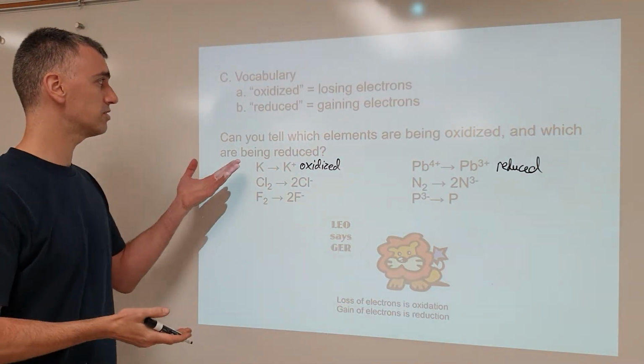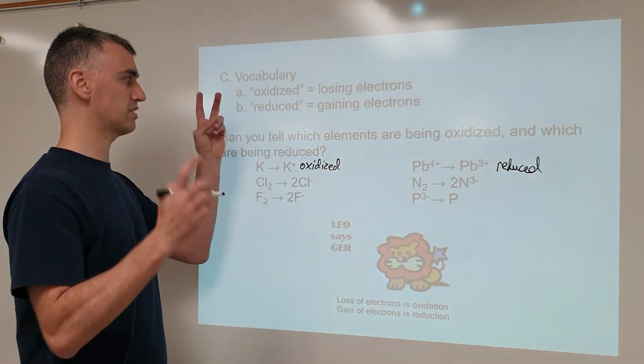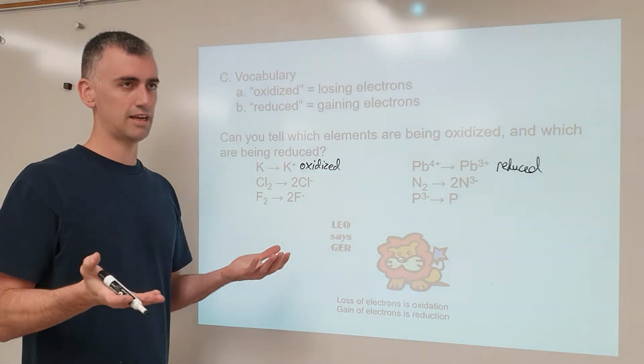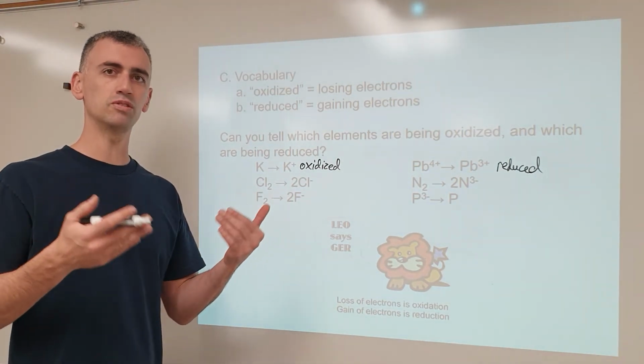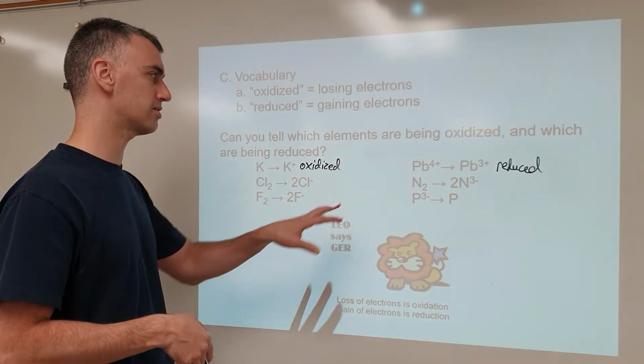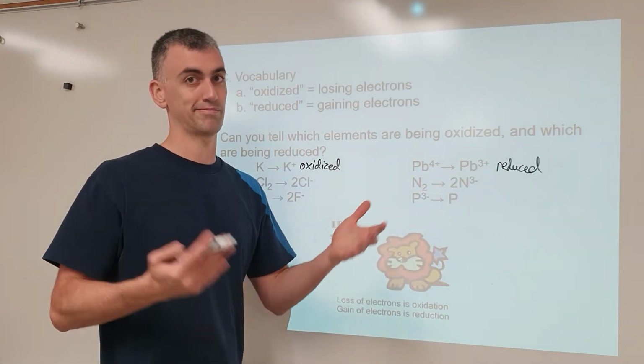Right, it's a little counterintuitive that gaining something is referred to as reducing, but it has to do with the fact that when you add electrons, it reduces how much positive charge there is. Because look, reduce it as less positive charge. Maybe that helps.